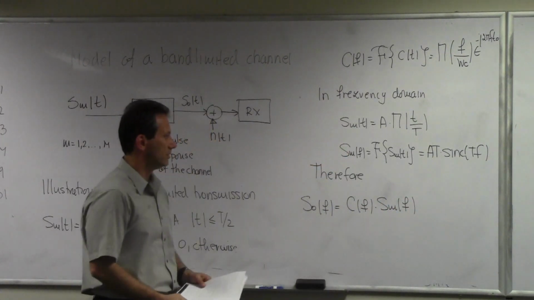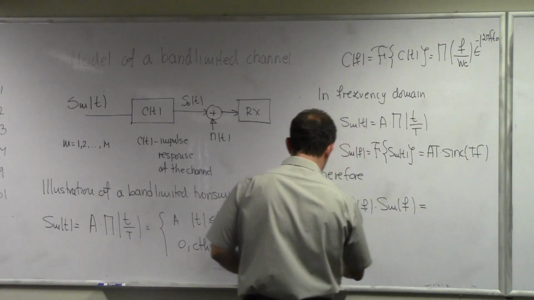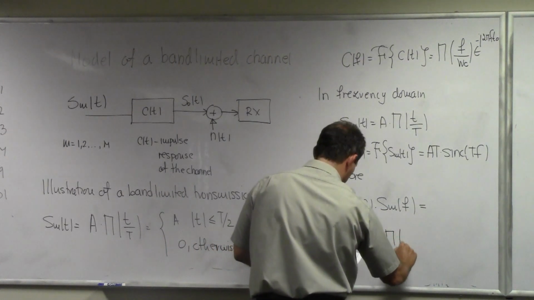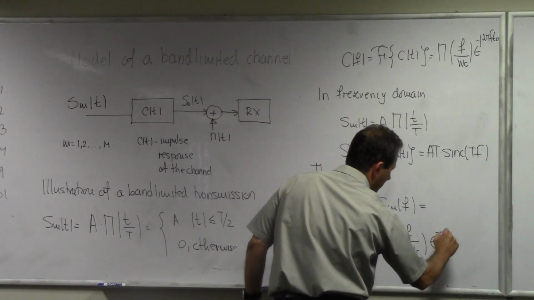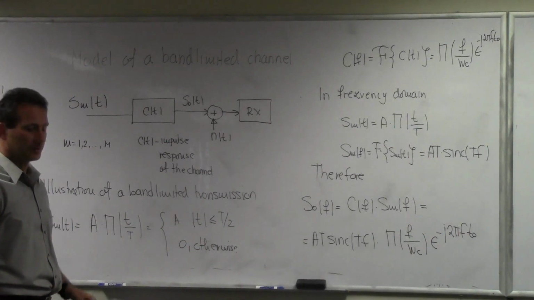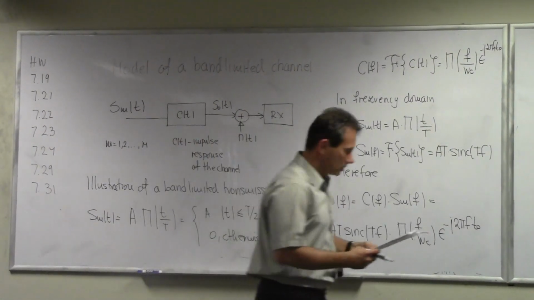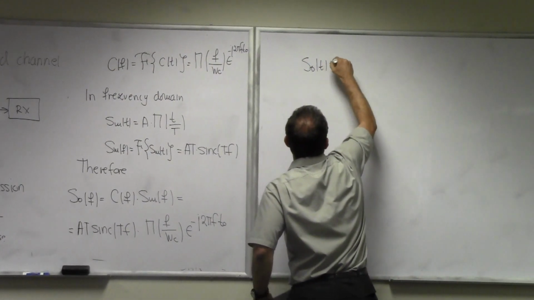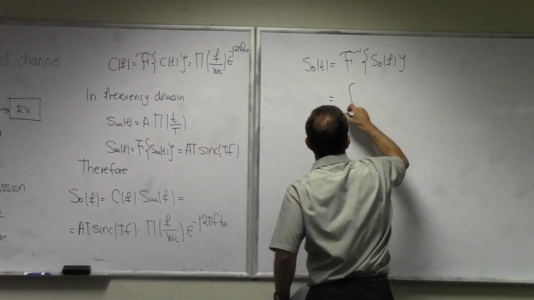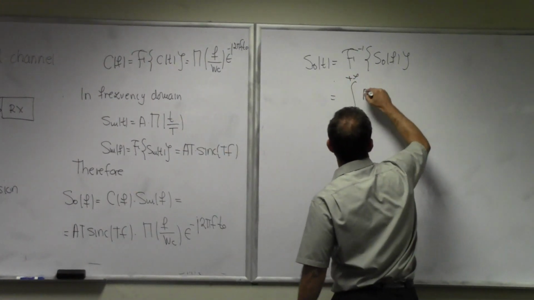That's our beautiful convolution theorem that says that convolution in the time domain becomes a product in the frequency domain. Right? So in our case, this becomes AT sinc(Tf) times Π(f/W_c) e^(-j2πft_0). So that's what comes as the output of the filter. Now to get this actual S_o(t), what I have to do is to take the inverse Fourier transform of this. So S_out(t) is going to be the inverse Fourier transform of S_out(f), which in our case becomes the integral from f goes from minus infinity to plus infinity. I have to put this in here. So this becomes AT sinc(Tf).